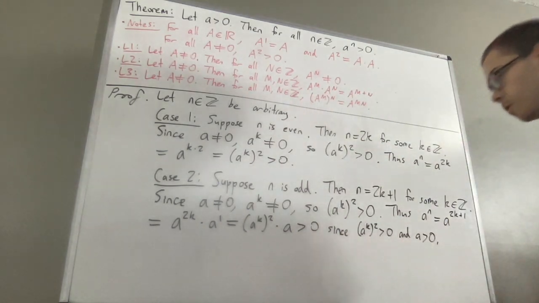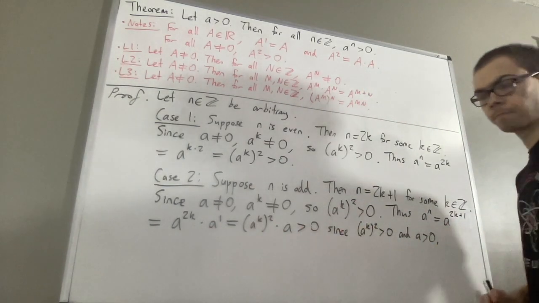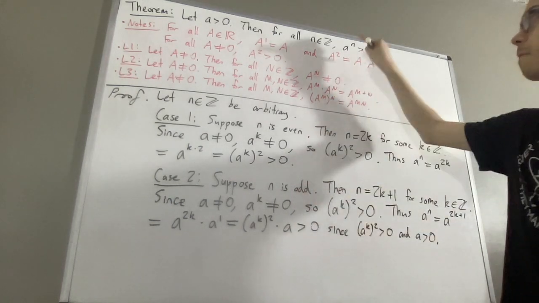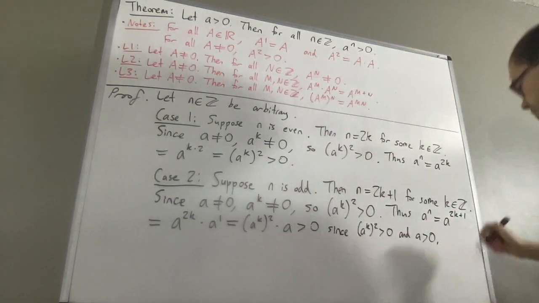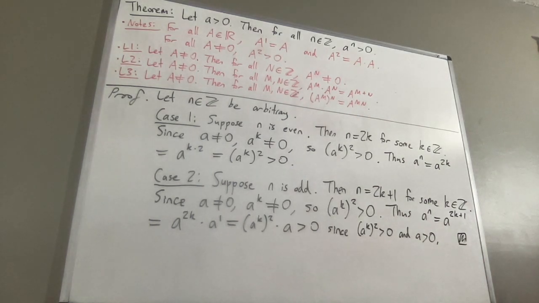And that's it. We have shown a to the power of n is greater than 0 once again. So that covers all possibilities, so no matter what, we must have a to the power of n is greater than 0. So this completes the proof. And so yeah, that's pretty much it for this video.